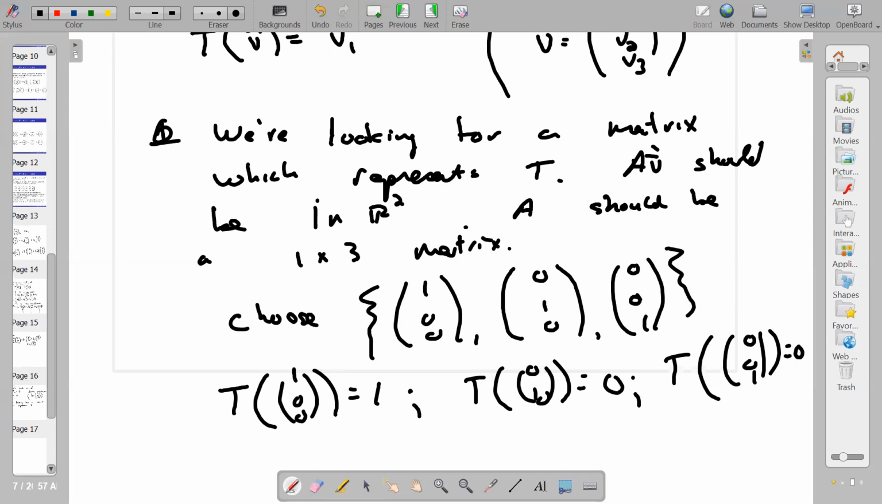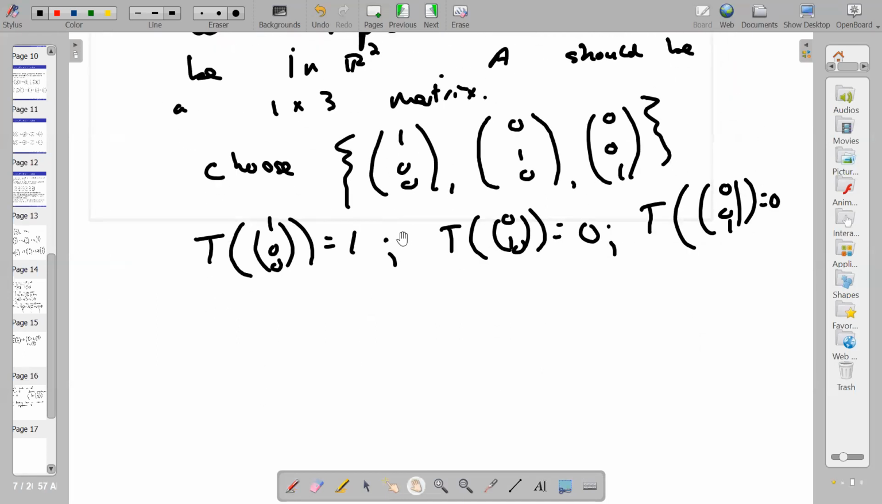And so using the recipe that we have for the representing matrix, the 1×3 matrix, you have a vector here that goes here. It's an odd looking vector, it's just a single number. You have a 0 vector right here, put that right here. You have 0 right here. And so that's A.